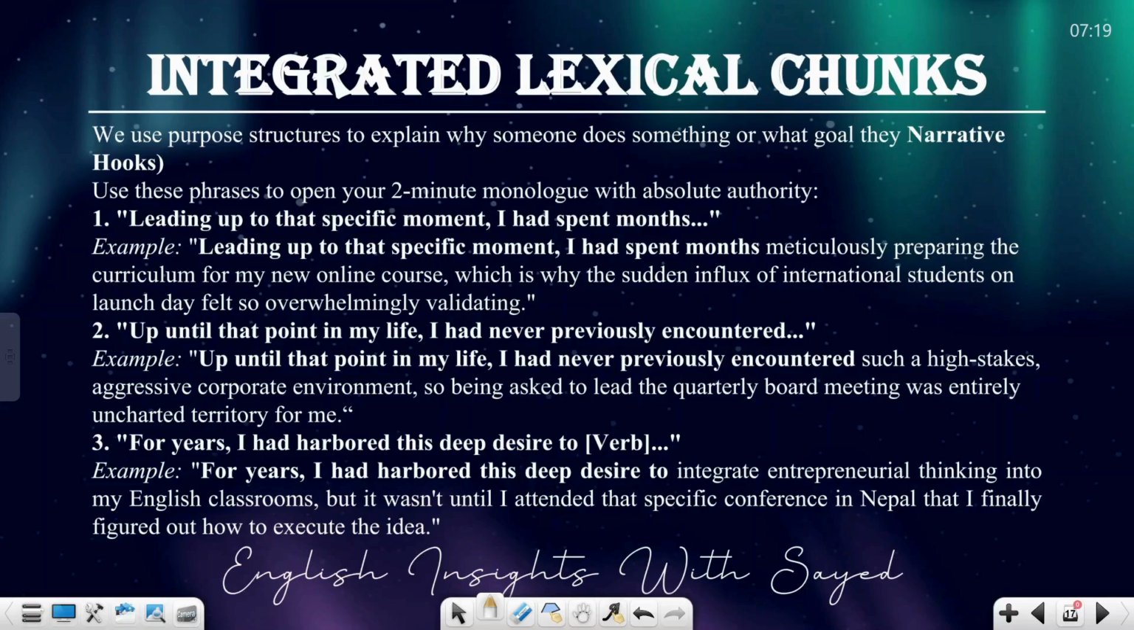Okay, another way we could use these phrases: for years, I had harbored this deep desire to, you have nourished that sort of expectation, a deep desire to. For years, I had harbored this deep desire to integrate entrepreneurial thinking into my English classrooms, but it was not until I attended that specific conference in Nepal that I finally figured out how to execute the idea.